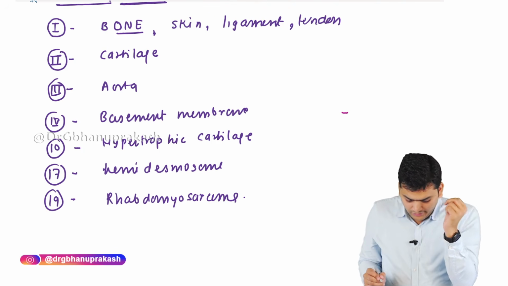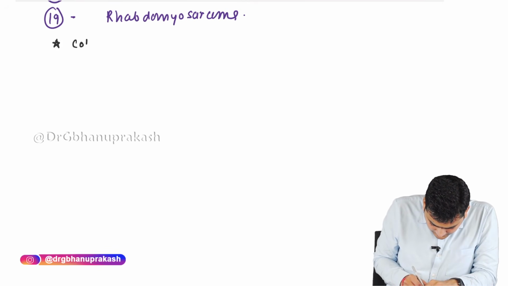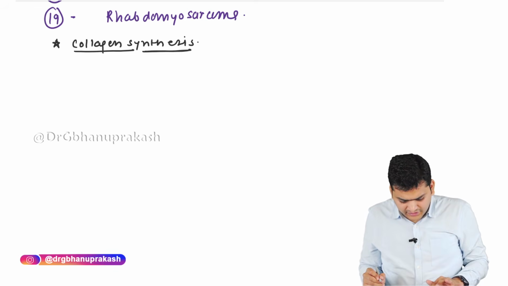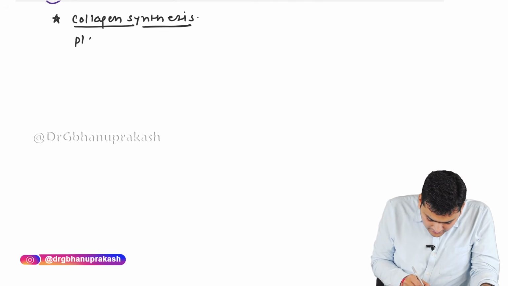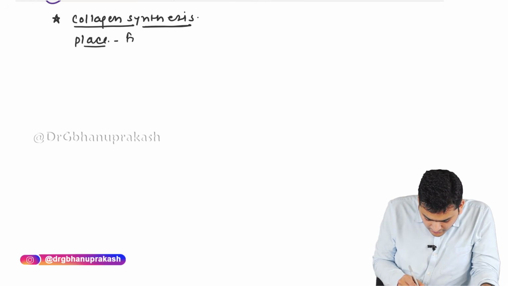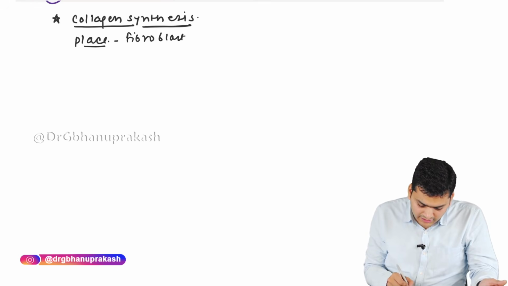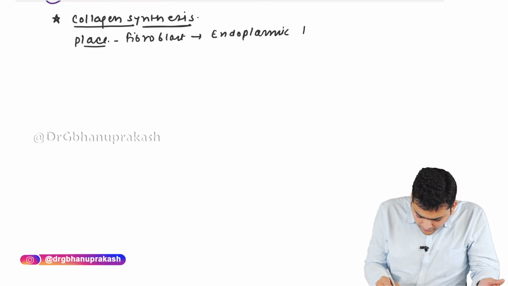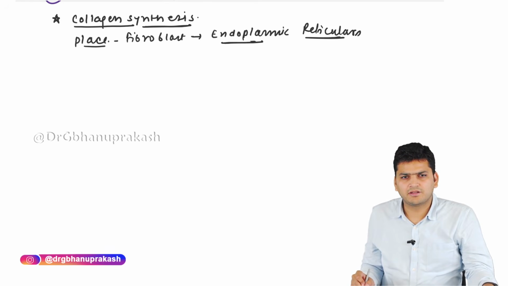Now, let's see how collagen is synthesized. Collagen synthesis. The cell which is responsible for collagen synthesis is the fibroblast. And in the fibroblast, the organelle which is responsible for collagen synthesis is the endoplasmic reticulum. So it is the endoplasmic reticulum of the fibroblast which is the initiating site of collagen synthesis.